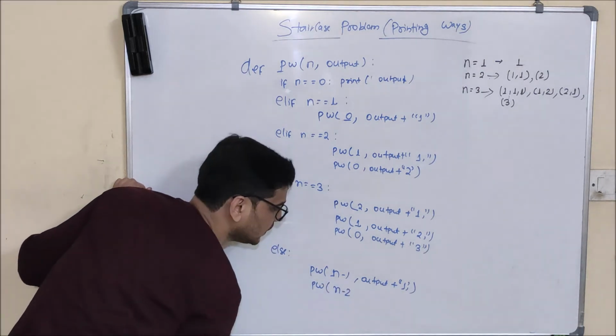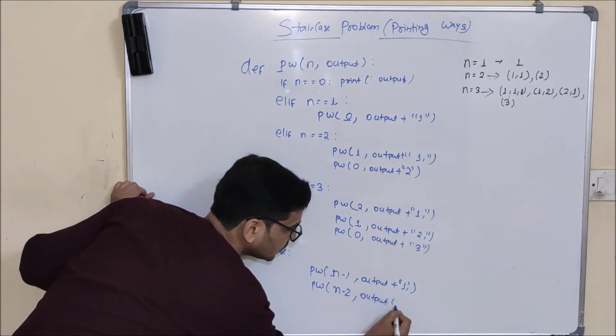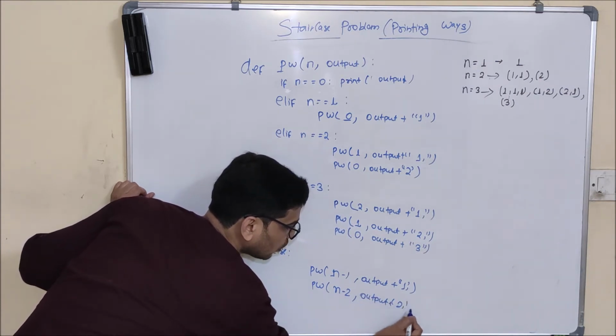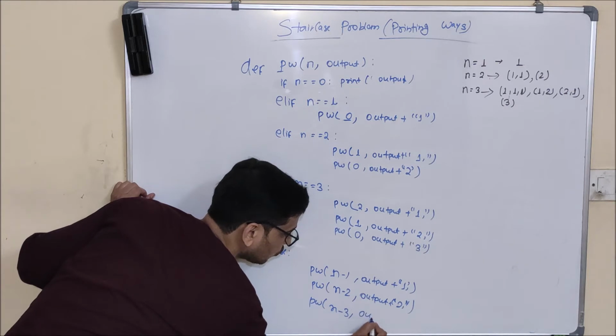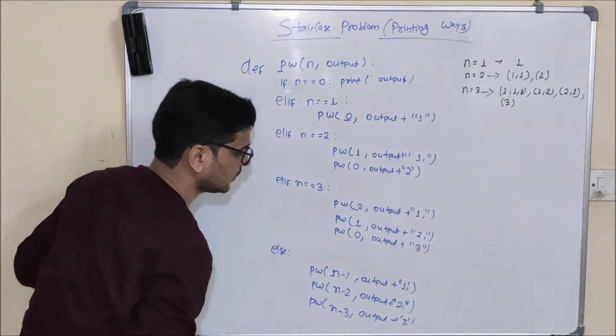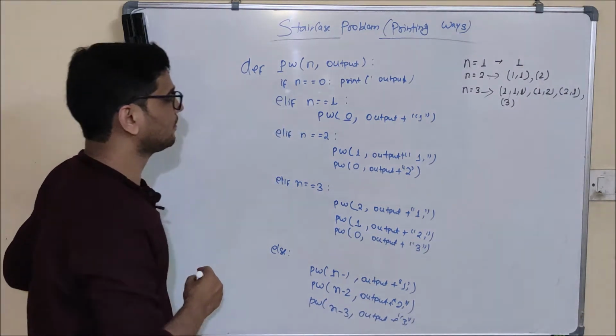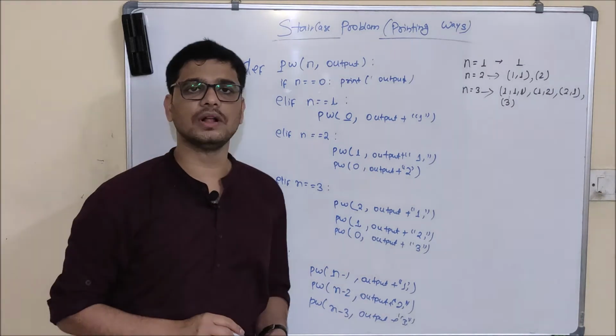Then steps remaining will be n minus 2, and I will append 2 comma in the output. And the last option will be a 3 step jump, then n minus 3, comma, output plus 3 comma. Okay, so this is our program which will print for us all the ways.